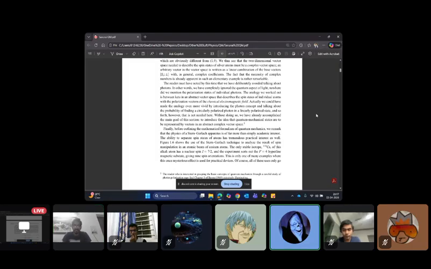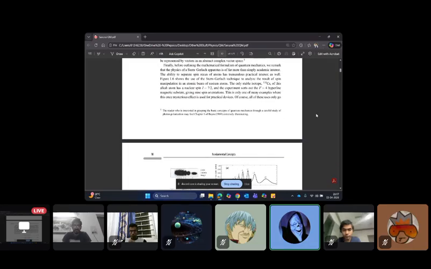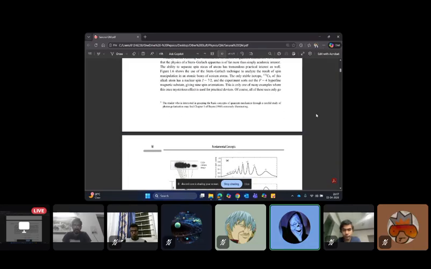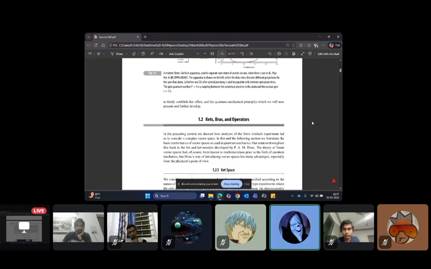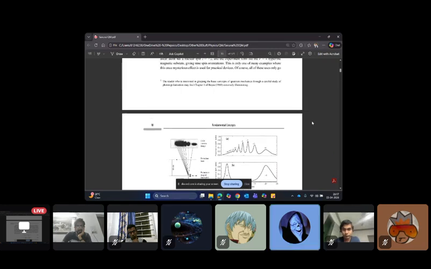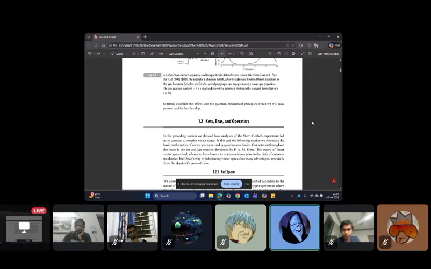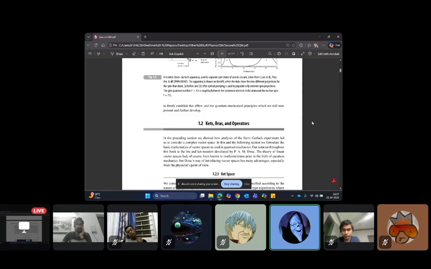Figure 1.6 shows the use of the Stern-Gerlach technique to analyze the results of spin manipulation in an atomic beam of cesium atoms. The only stable isotope of this alkali atom has a nuclear spin of 7/2, and the experiment sorts out the F=4 hyperfine magnetic substate, giving 9 spin orientations. This is only one of the many examples where this once mysterious effect is used for practical devices. Of course, all of these uses only go to firmly establish this effect and the quantum mechanical principles, which we will now present and further develop.